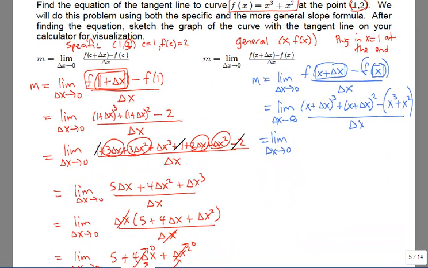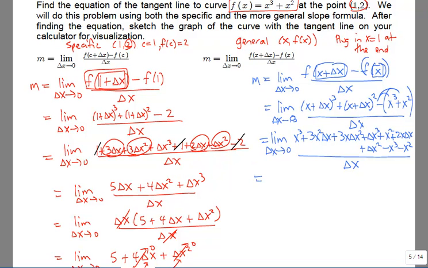So when I cube x plus delta x quantity cubed, that's going to give me an x cubed plus a 3x squared delta x plus a 3x delta x squared plus a delta x cubed. I'm also going to get, when I square x plus delta x, an x squared plus a 2x delta x plus a delta x squared. And then when I distribute my negative across, I have a minus x cubed and a minus x squared, and all of that is over my delta x.